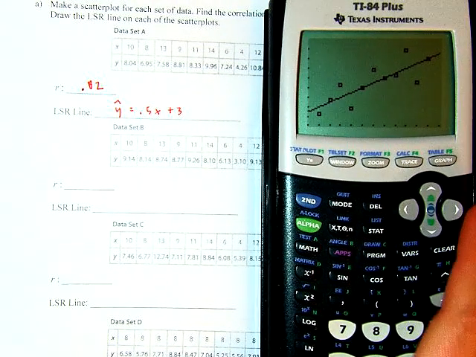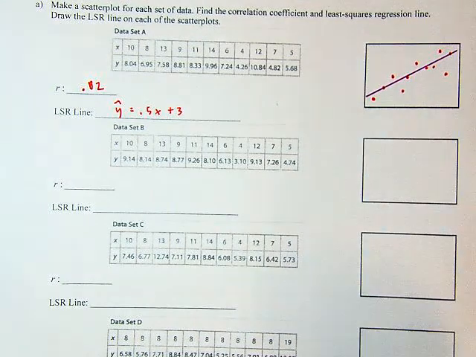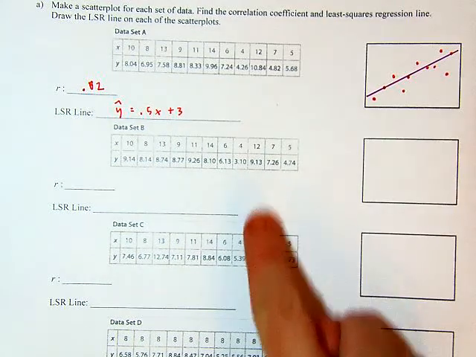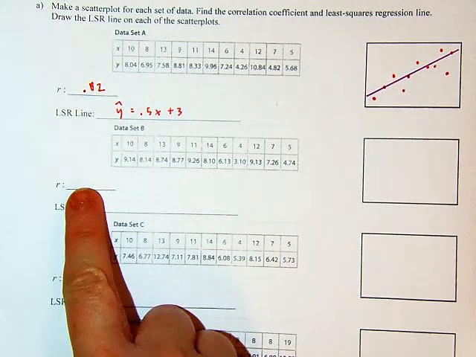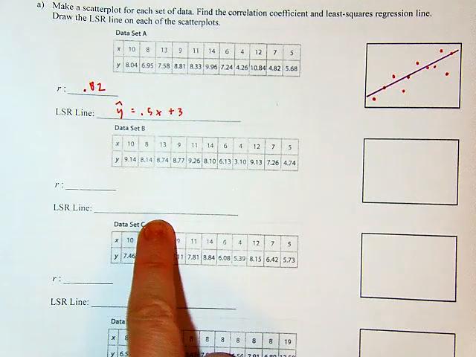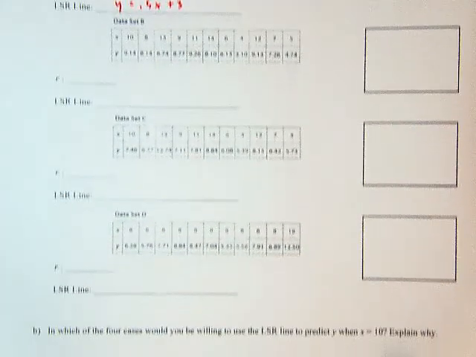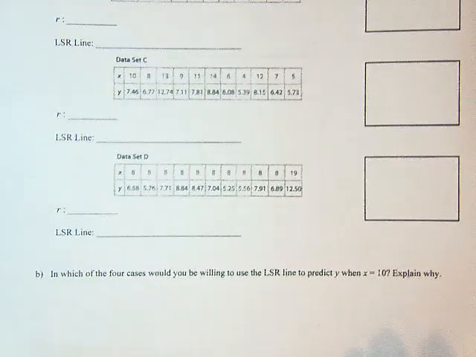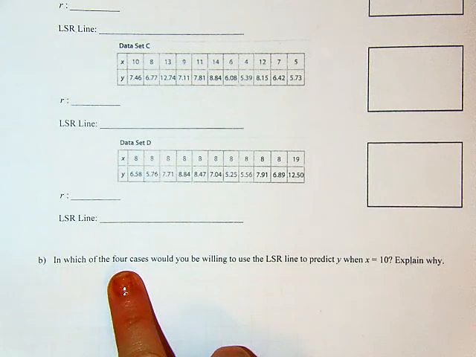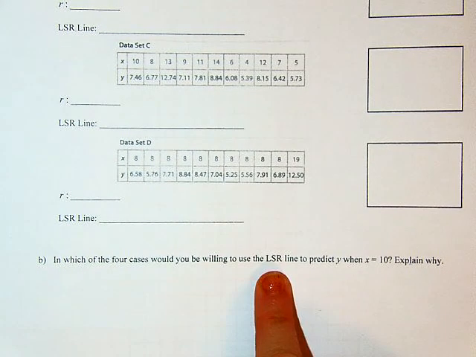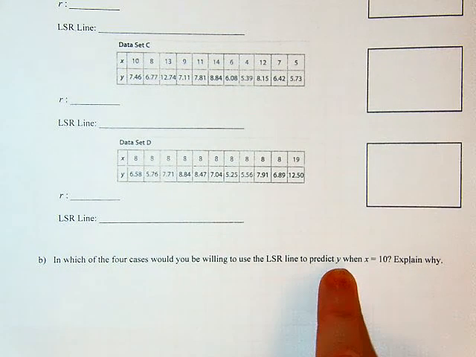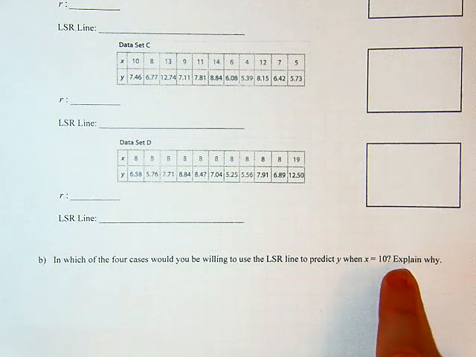Okay, so again, I want you to finish up this activity. You're just doing that same process with these 3 sets of data, writing down the R value, the least square regression line, and the picture of what it looks like. And then I have one question for you to answer at the very bottom. And I'm saying, well, in which of the 4 cases would you be willing to use the least square regression line to predict y when x equals 10, and then explain why?